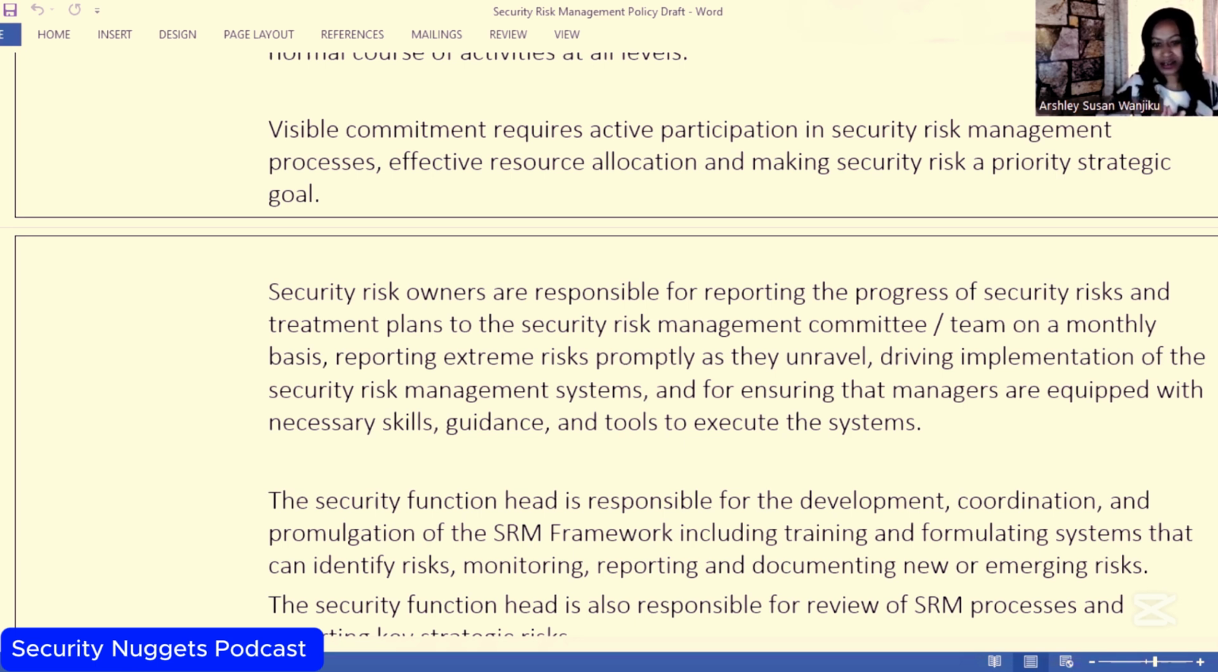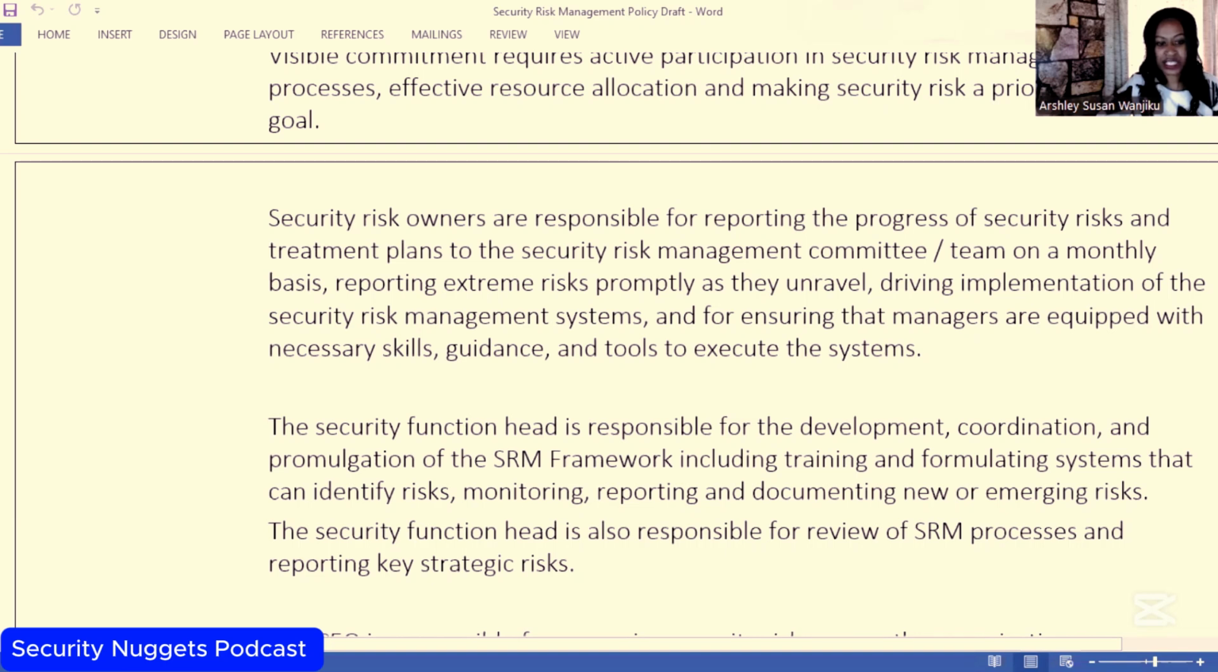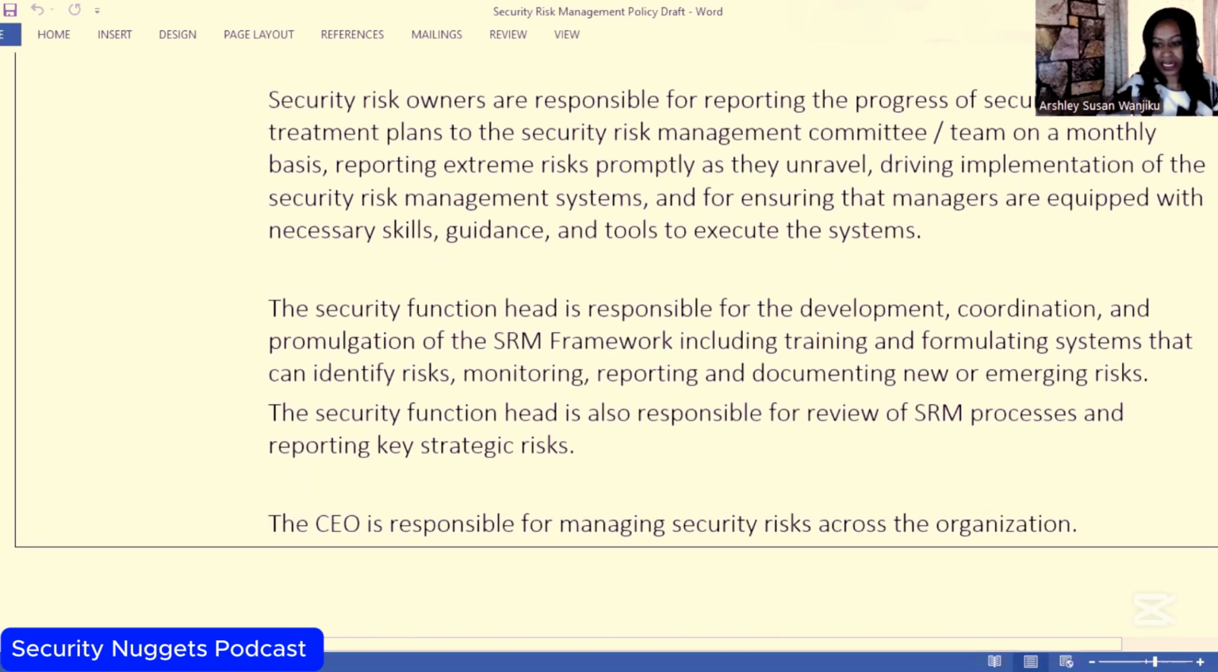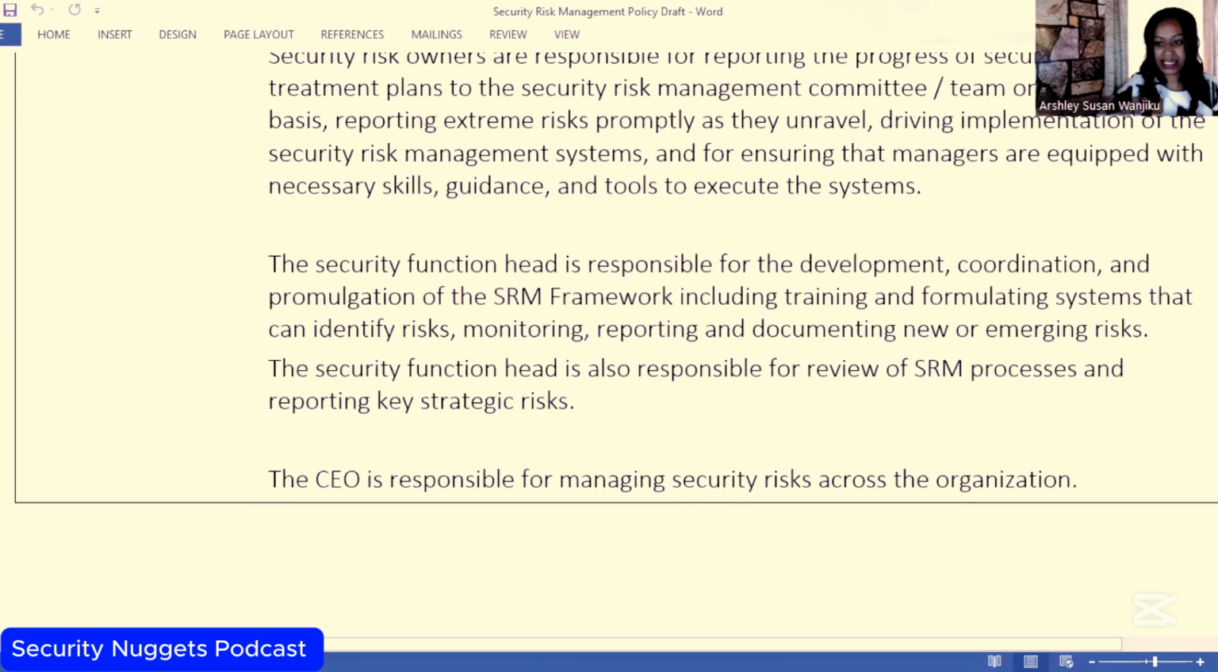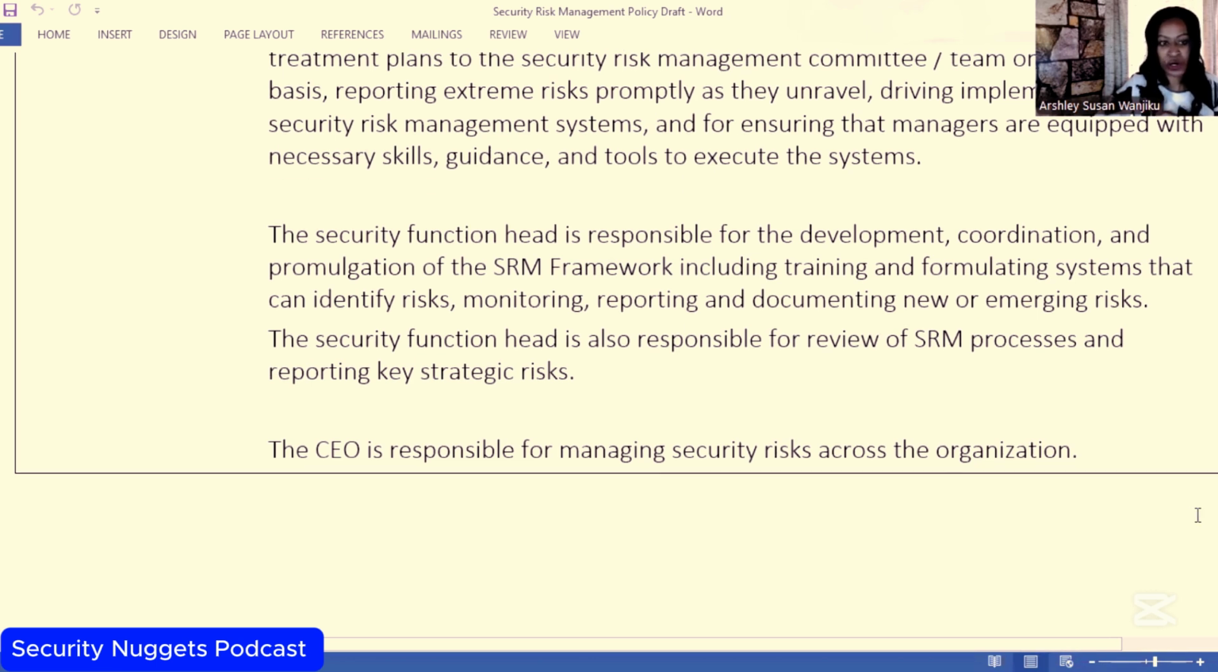Now, security risk owners are responsible for reporting the progress of security risks and treatment plans to the Security Risk Management Committee or team on a monthly basis, reporting extreme risk promptly as they unravel, driving implementation of the security risk management systems, and for ensuring that managers are equipped with necessary skills, guidance, and tools to execute the system, all right? Now, we go to see how the security head plays his responsibility here, seeing that he's heading the project or the program, okay?